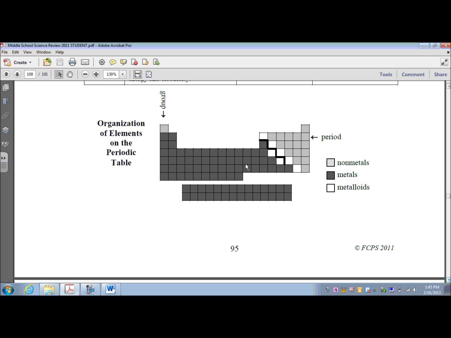All the darker grays are going to be our metals. All the light grays are going to be our nonmetals, including hydrogen. And all the white boxes are going to represent our metalloids. And the black line is a zigzag or staircase.